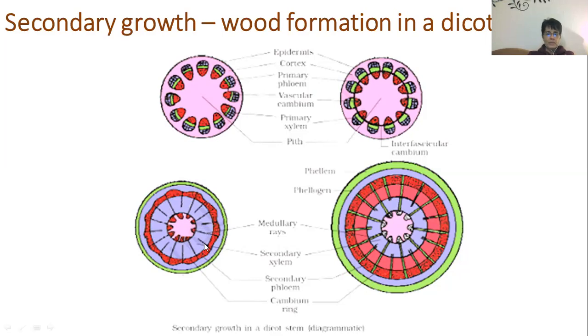Let's just see, this is secondary xylem. And then, okay, so let's make it simple. So there's the original xylem veins from there. There's the first ring of xylem, all right, and a ring of phloem.